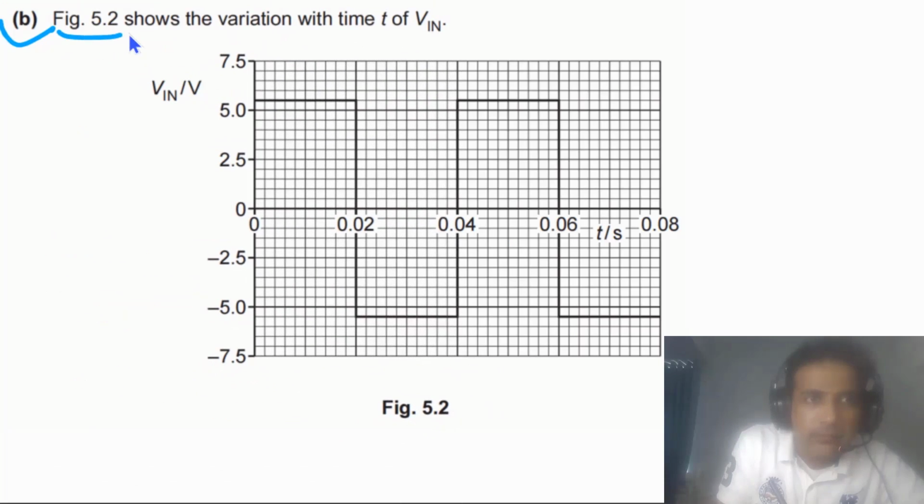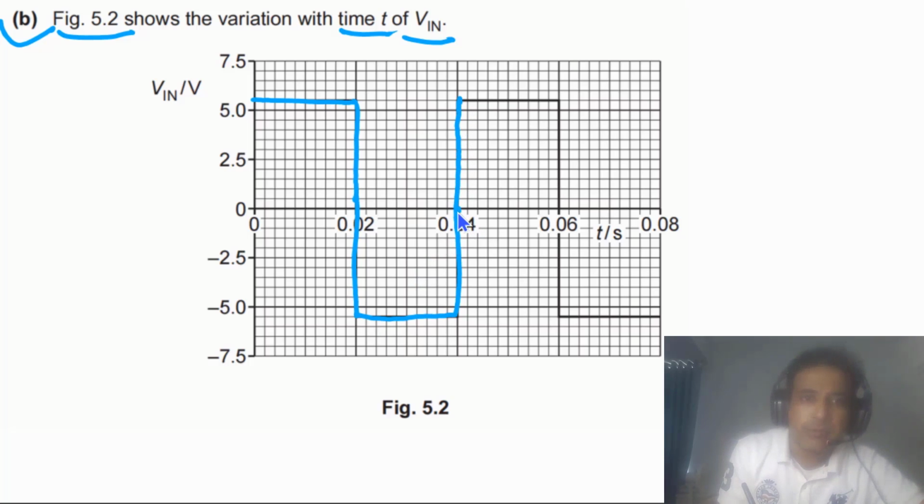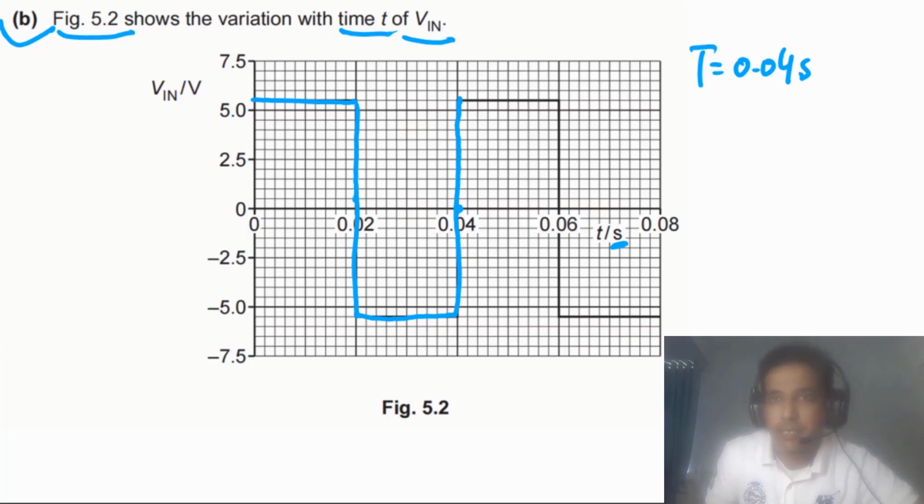Part B says figure 5.2 shows the variation with time t of V in, meaning the V input. If you look at one complete cycle of V in, this should be one complete cycle. So this is how we can draw. This is one complete cycle of V input. So the time period of V in is equal to 0.04 second, because the unit of time is second.